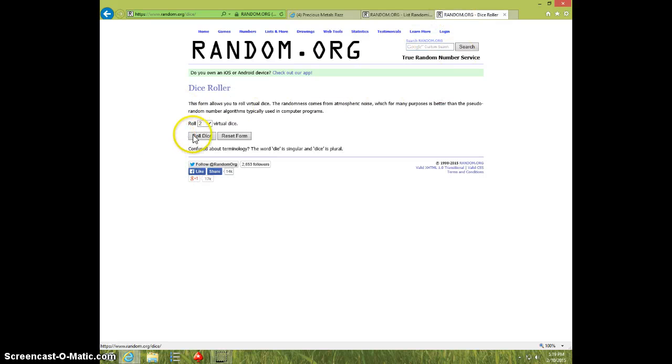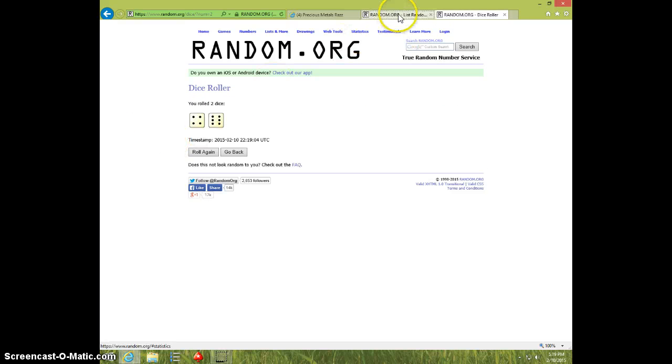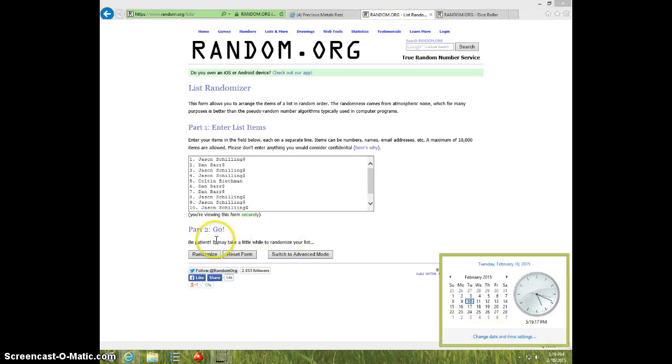2 dice, no snake eyes. Going 10 times. It is 519. Good luck.